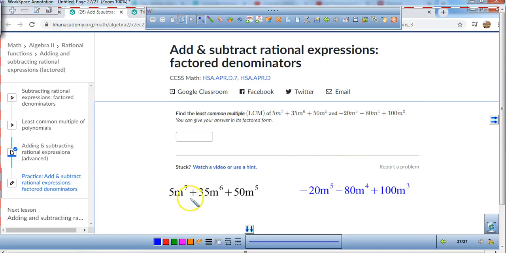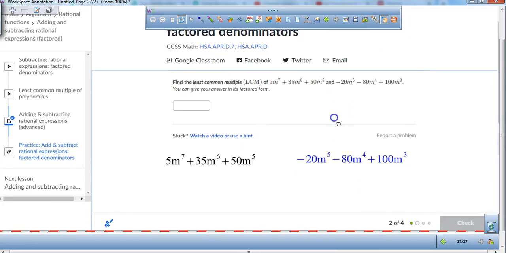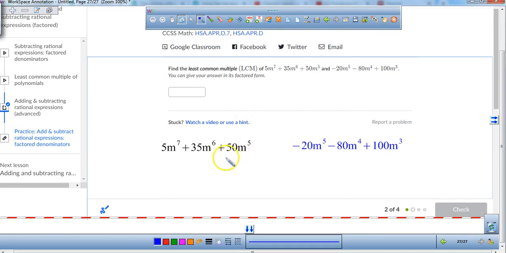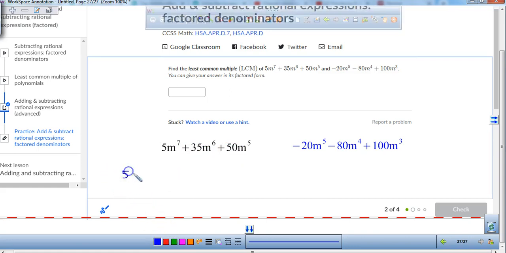All right, so what we're going to do is factor these completely, and then create what's called the least common multiple between all of the factors. A number that's divisible into 5 and 35 and 50 is the number 5. So I'm just going to put 5. And the greatest number of m's that's common to all of these is m to the power of 5. So I'm going to factor out m to the power of 5 and see what we have left. Basically all we're doing is dividing all of these by 5 m to the power of 5 on each one of those.